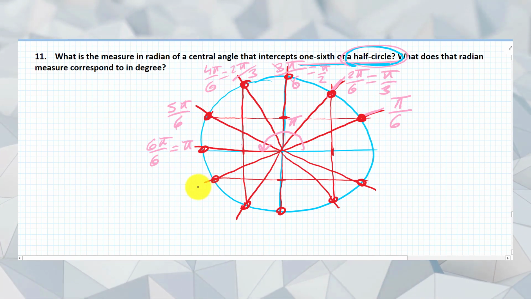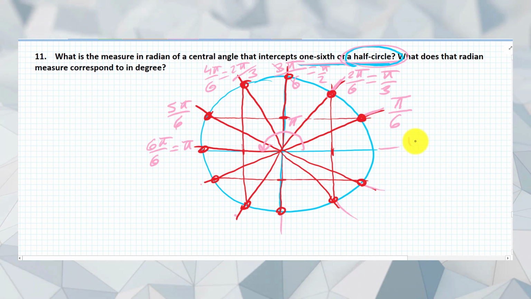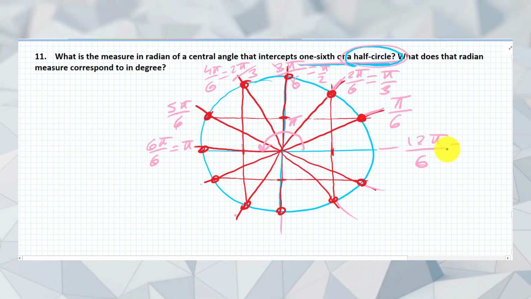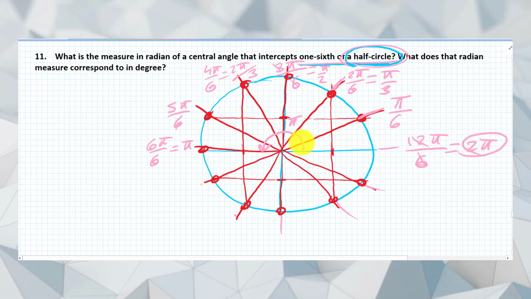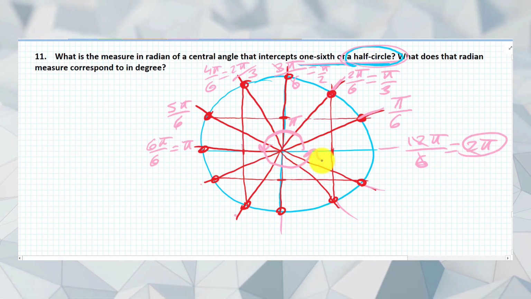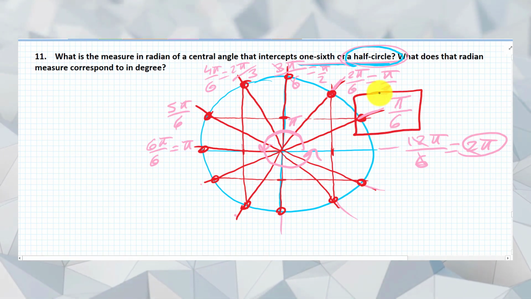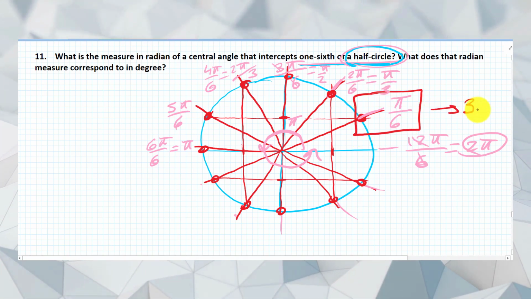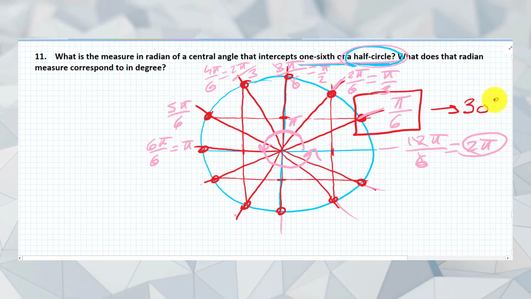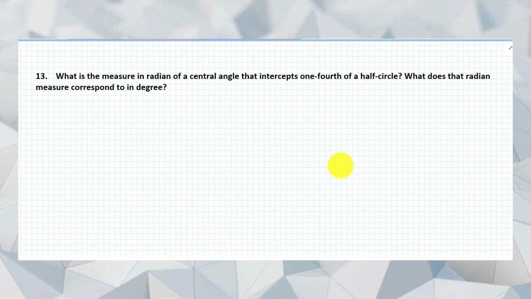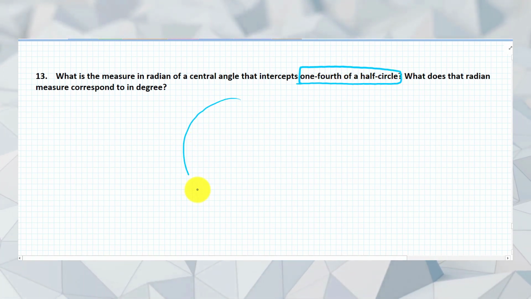You can keep on going. 7, 8, 9, 10, 11, 12. 12 pi over 6, of course, is 2 pi. You simplify by 6 and you find 2 pi. 2 pi is 1 full revolution, okay? Anyway, to answer this question, it was just pi over 6, and that corresponds to 30 degree, okay? 30 degree.